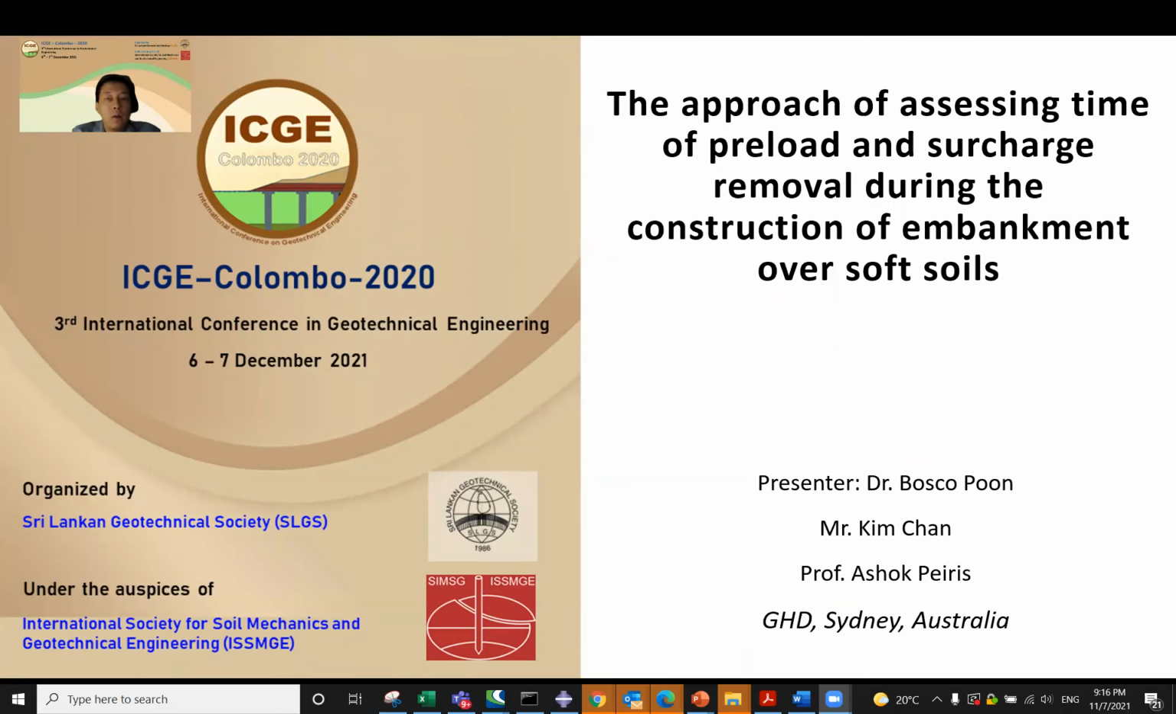Hi everyone, thank you for this opportunity for presenting this paper titled The Approach of Assessing Time of Preload and Surcharge Removal During the Construction of Embankment over Soft Soils. This paper provides some technical guidance for the assessment undertaken as part of the hold point release process in order to remove the surcharge fill of a preload embankment on soft soil.